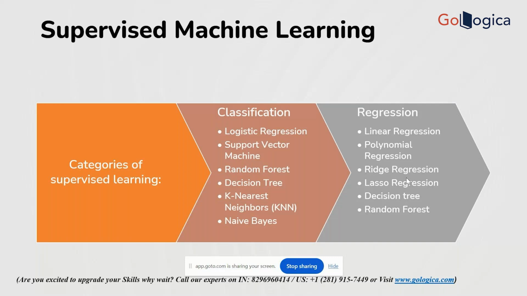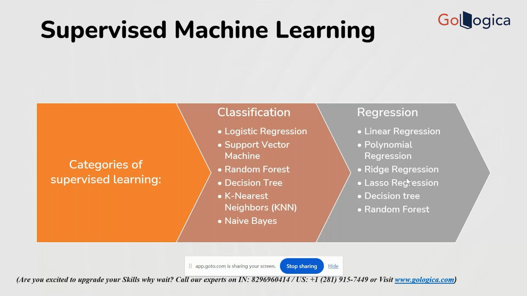In regression, it deals with predicting continuous target variables which represent numerical values. For example, predicting the price of a house based on its size, location, and amenities, or forecasting the sales of a product. Regression algorithms learn to map the input features to a continuous numerical value. Some of the regression algorithms are linear regression, polynomial regression, ridge regression, lasso regression, decision tree, and random forest.